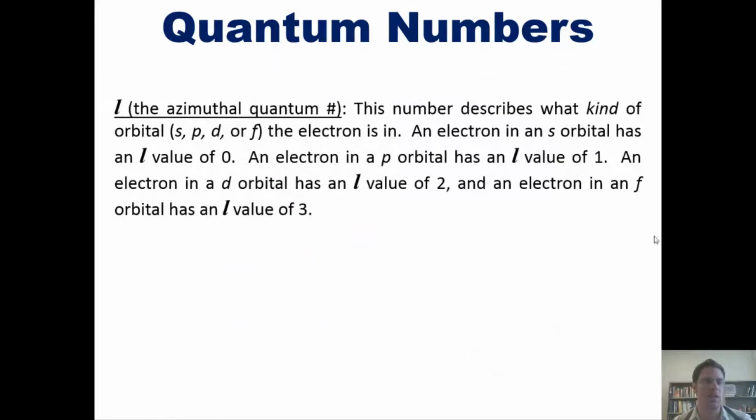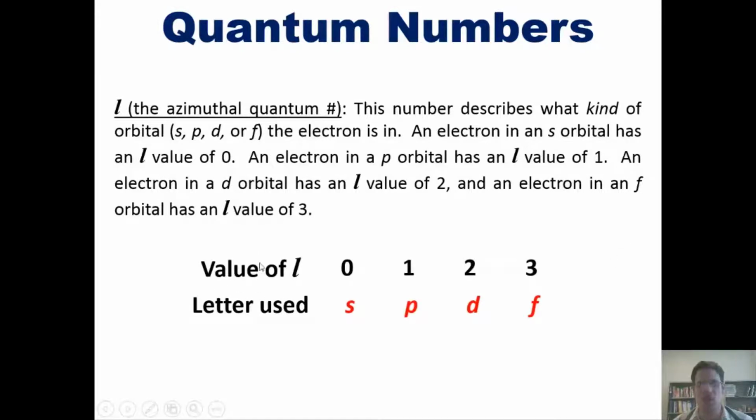Now, the next quantum number is the L, or azimuthal quantum number. This number describes what kind of orbital, either s, p, d, or f, the electron is located in. An electron in an s orbital has an L value of 0. An electron in a p orbital has an L value of 1. An electron in a d orbital has an L value of 2. And an electron in an f orbital has an L value of 3, as I've summarized right here.